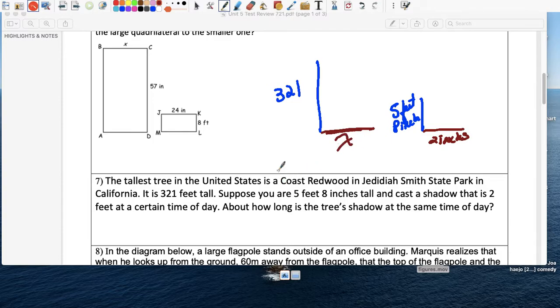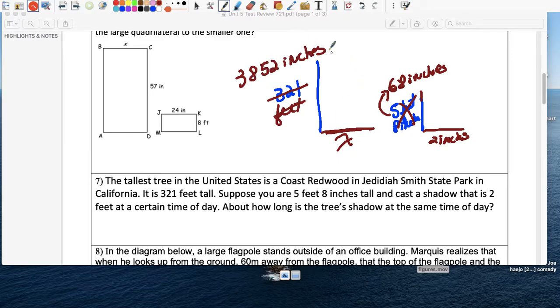The problem here is that this is 5 feet 8 inches, this is just 2 inches, and this is 321 feet. So we've got to change everything to inches. It's going to make life so much easier. Instead of 5 feet 8 inches, 5 times 12 is 60, because 1 foot is 12 inches, plus 8. We're going to call this 68 inches, so you're 68 inches tall. And the tree is 321 times 12, so we rename it as 3,852 inches. That's how tall that tree is.